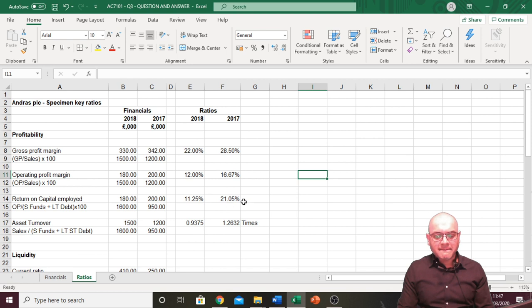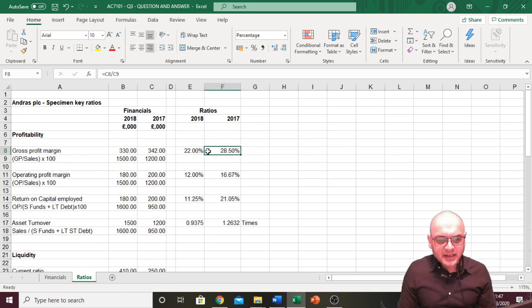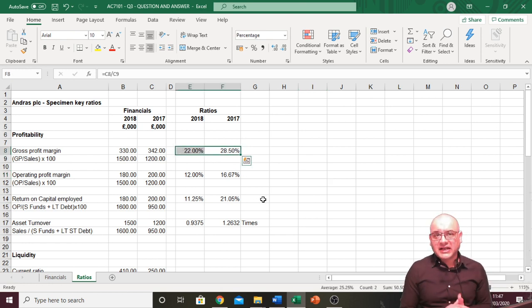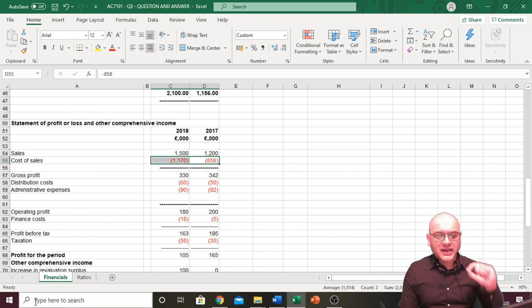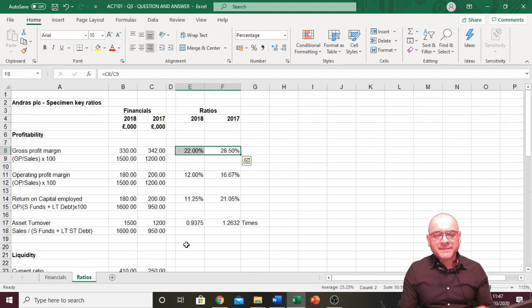So what we can see from the profitability point of view is clearly their gross profit margin has declined. Their sales have gone up, but the cost of sales has gone up by an even higher proportion. So their sales increased, but their cost of sales has increased at a greater rate. That has resulted in a lower gross profit margin. There could be a variety of reasons for that: an increase in cost of sales.